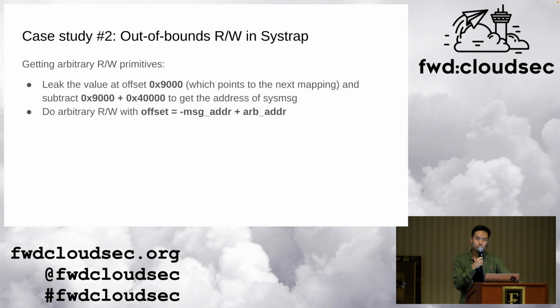So we used the read primitive to leak the value at the offset hex 9000, which is a pointer to some other object at hex 40,000. And we simply subtract hex 9000 from hex 40,000 to calculate the base address of the sysmessage structure. And so with the base address of the message, we can do arbitrary read and write.